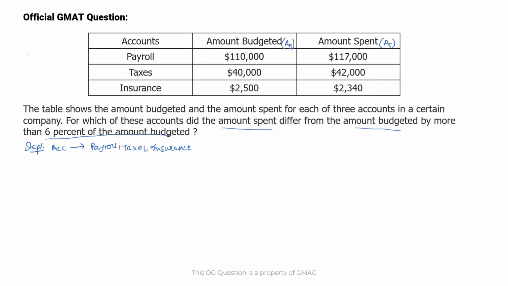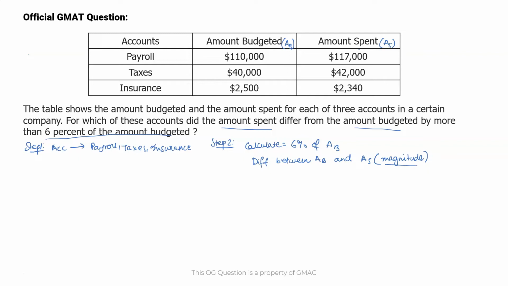So moving on to step 2, now this is how we would approach the problem. We first need to calculate 6% of the amount budgeted for each of the accounts so that we get a value in dollars. We then calculate the difference between AB and AS, that is the amount budgeted and the amount spent. Notice we just take into consideration the magnitude and not the sign. So we have to keep this in mind.